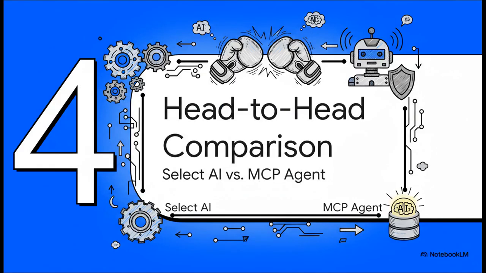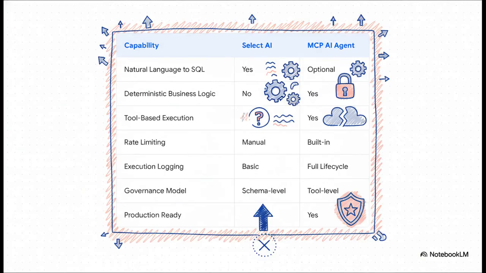Okay, so now that we've got a good handle on both paths, let's put them side by side. A real head-to-head comparison to make the differences crystal clear. This table really lays it all out. Let's just focus on the key differentiators here. Deterministic business logic, that's a big no for Select AI, but it's a huge yes for the MCP agent. You get the same answer every time.